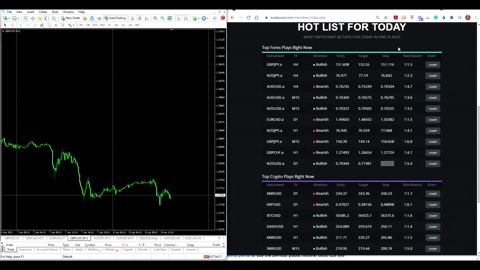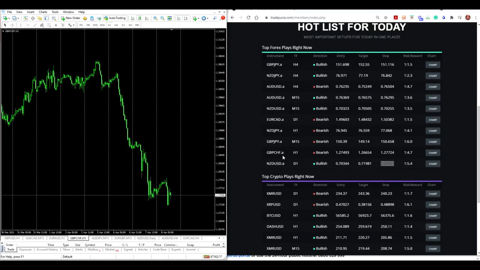So I'm on the hot list for today on the Trade Juice members area, and at the moment I'm looking at the pound CHF Swiss franc 15 minutes. Let's put it up to the 1 hour chart.